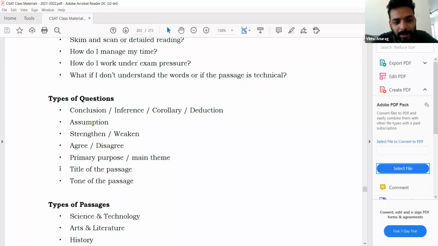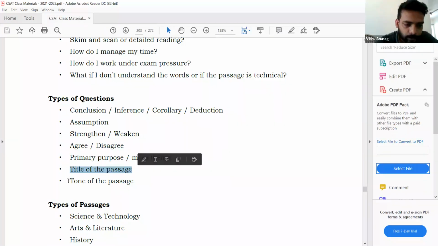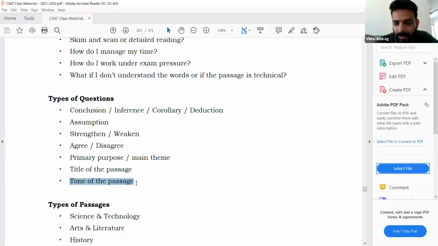Title of the passage is not really important. It's similar to primary purpose. So I'll teach you this as well, but it's not all that important. And finally, tone of the passage. These kind of questions don't usually come. It's more important to study these so that we have a better understanding of the passage and we can answer other questions more effectively.